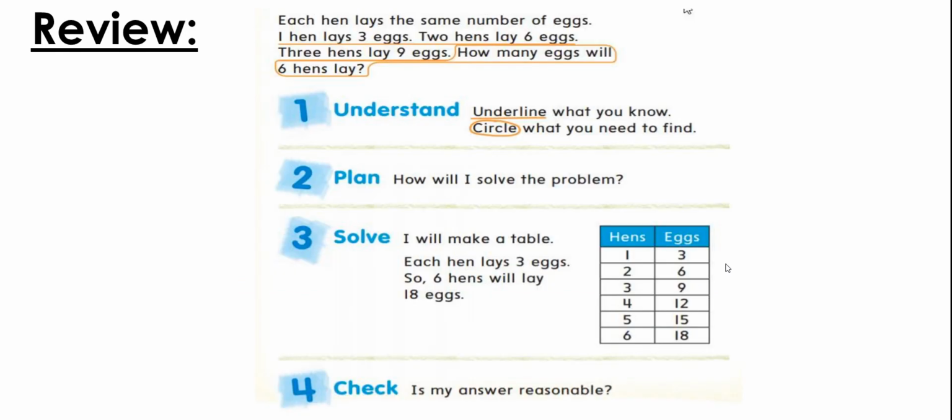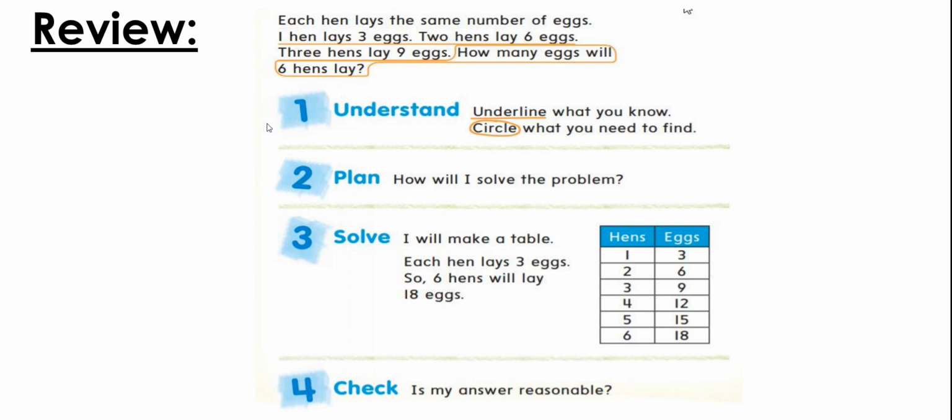Let's review. Now, the problem that we had at the beginning in the title page is this one. Let's see how to solve it. Each hen lays the same number of eggs. One hen lays 3 eggs. 2 hens lay 6 eggs. 3 hens lay 9 eggs. How many eggs will 6 hens lay?